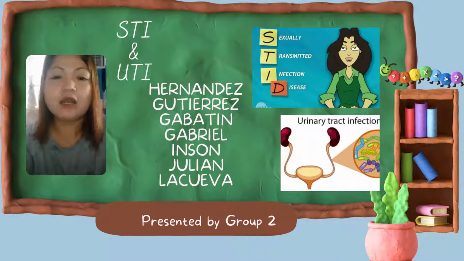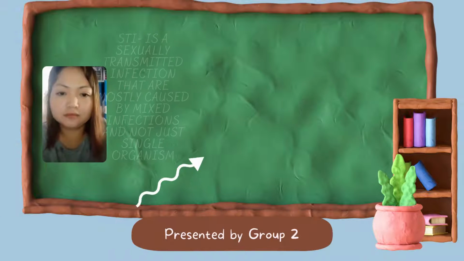Urinary tract infection. Our learning objective is that at the end of the laboratory period, students should be able to develop the skills in analyzing cases pertaining to infection of STI and UTI.